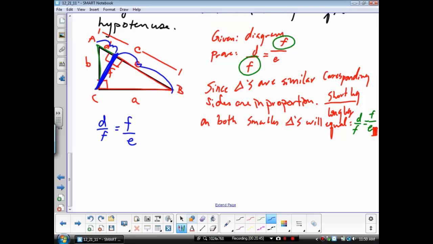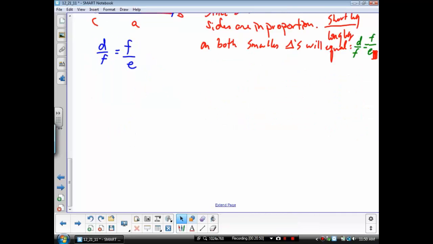Okay. Our second corollary, corollary 2 for Theorem 8.1, gives us a couple more geometric mean situations. Corollary 2 says, when the altitude is drawn to the hypotenuse of a right triangle, then each leg is a geometric mean between the hypotenuse, that means the whole hypotenuse, and the segment of the hypotenuse that's adjacent to that leg.